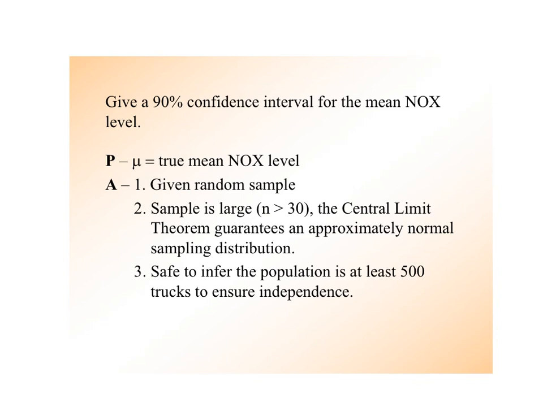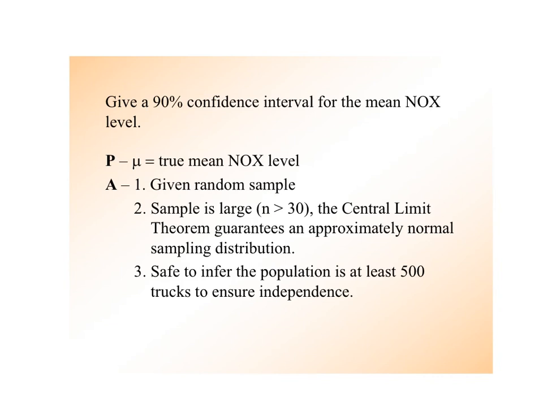Step P for panic, right? P is saying state the parameter. What are we interested in the problem? We're interested in estimating the true mean NOx level, the oxides of nitrogen from the trucks, how much they emit. We're looking for the true average. But again, we're working with sample data and we're trying to estimate the true parameter. So that's step 1. Make sure you list what it is.